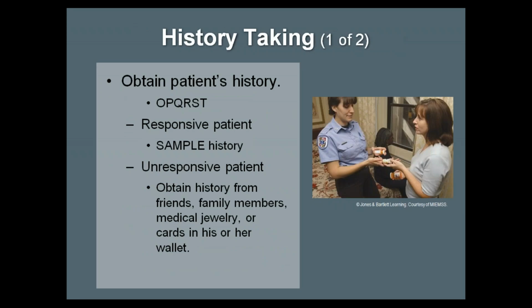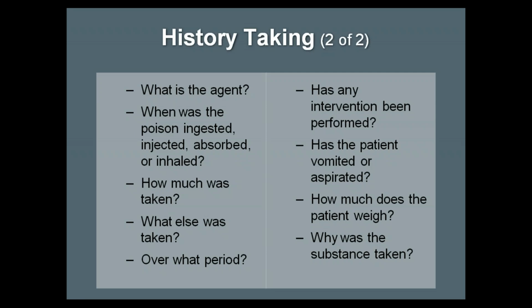Obtain history, get a sample, and then get whatever information is available if they're unresponsive. This is all pretty self-explanatory. So you want to find on your history what your agent is, if at all possible. Contact poison control if you need to. Time frames are important. When was it absorbed? When was it ingested? When was it injected? And how much?